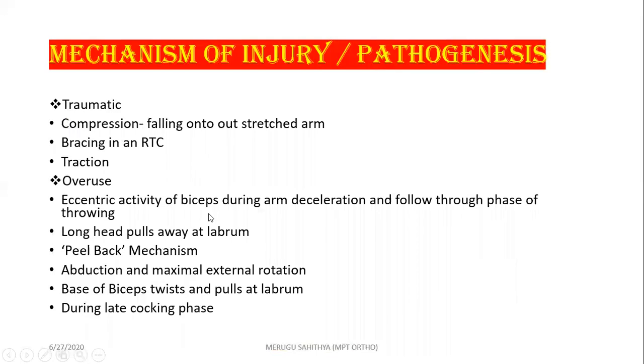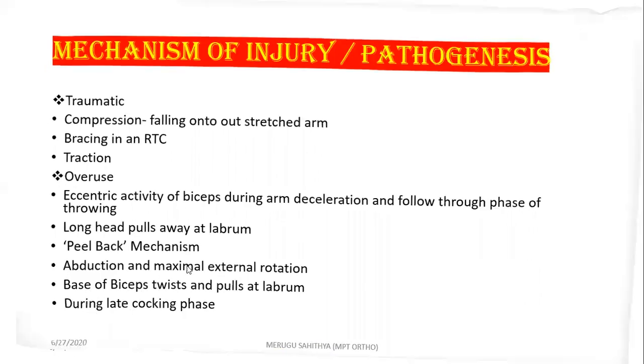eccentric activity of the biceps during the arm deceleration and follow-through phase of throwing. The long head of biceps pulls away at the labrum. This is nothing but the peel back mechanism. Abduction and maximal external rotation: the base of the biceps twists and pulls at the labrum, also during the late cocking phase. This is the mechanism of injury for glenoid labrum injuries.